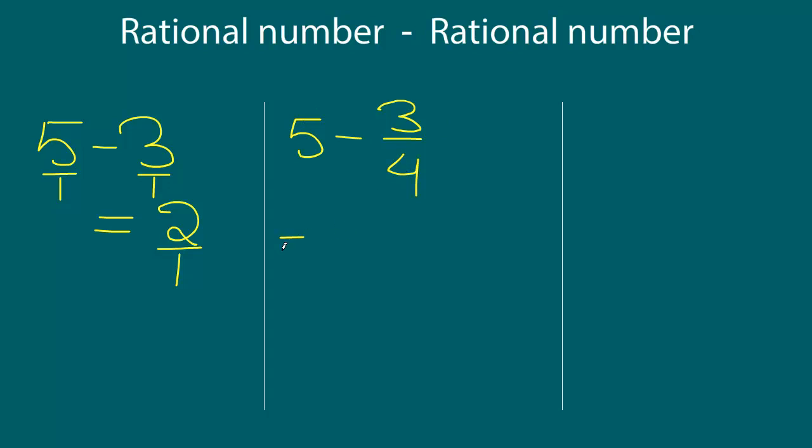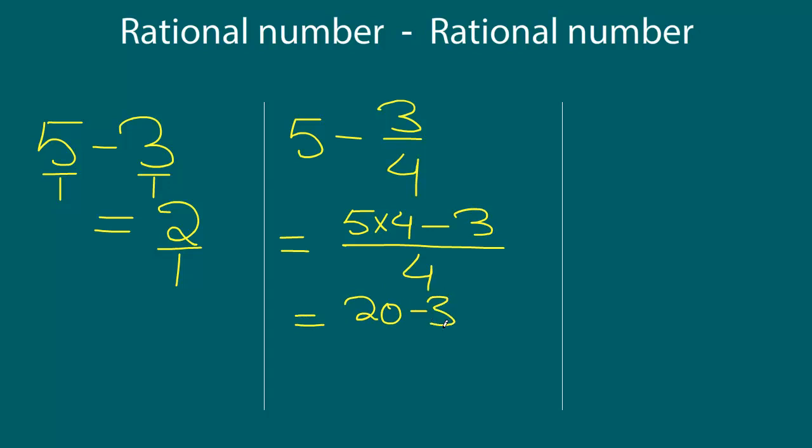If we solve this, the LCM will be 4 and this will be 5 times 4 minus 3, or 20 minus 3 by 4, or 17 over 4. So here we have one rational number, and we say rational number minus another rational number, and we are getting another rational number. Let's take one more example.